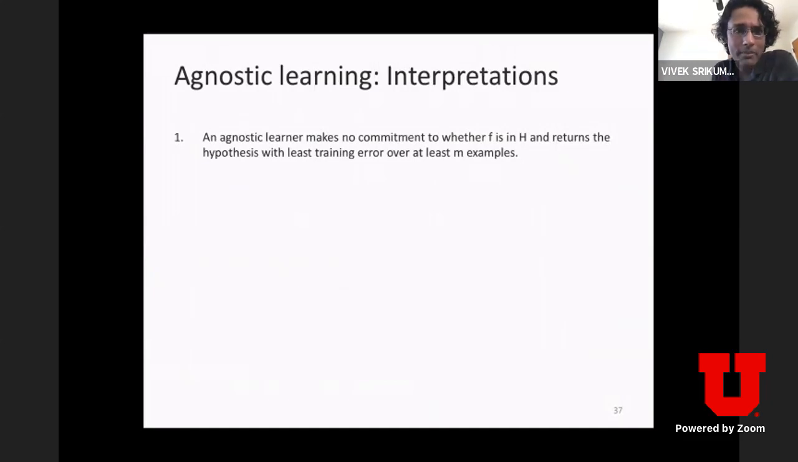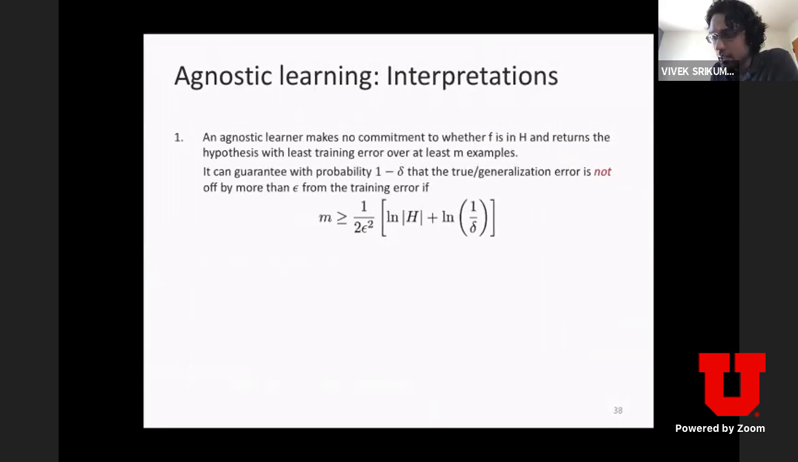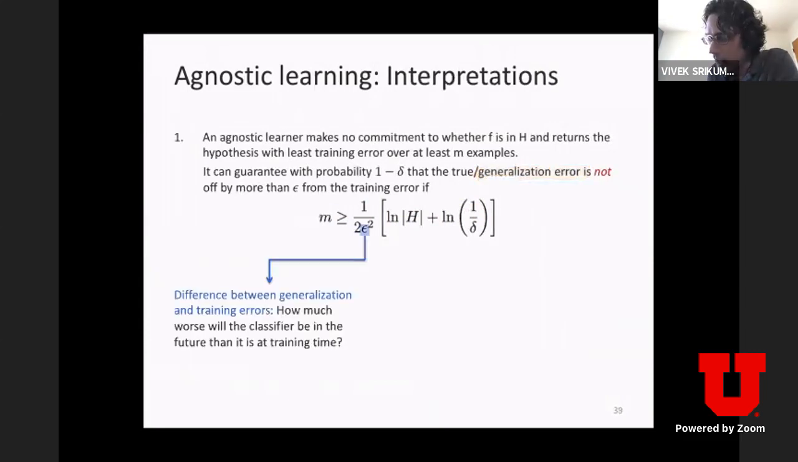An agnostic learner makes no commitment about whether or not f is in the hypothesis class, and let's say it returns the hypothesis with the least training error over m examples. It can guarantee that with probability 1 minus delta, the generalization error is no more than epsilon away from the training error, provided the number of examples we had is more than this quantity here. This epsilon here is the difference between the training and the generalization error. How much worse will the classifier be in the future than it is at training time?